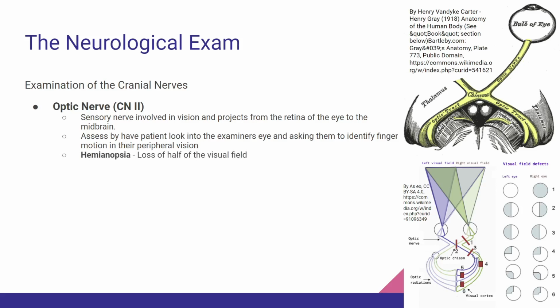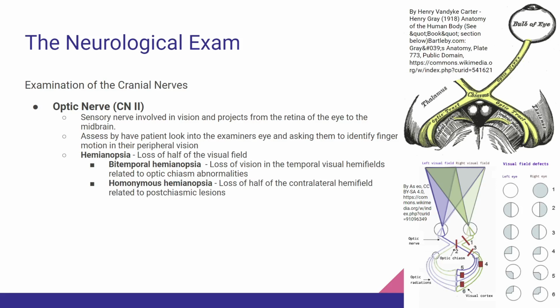When these visual pathways are damaged, there are a few important issues that can develop. So one is called hemianopsia, which is loss of half of your field of vision. And this can either be bitemporal hemianopsia, which is loss of vision in those temporal visual hemifields. And that's related to damage in that optic chiasm where the neurons that carry that information cross over to the other parts of the brain, as well as homonymous hemianopsia, which is loss of half of the contralateral hemifield, and that's caused by postchiasmic lesions.